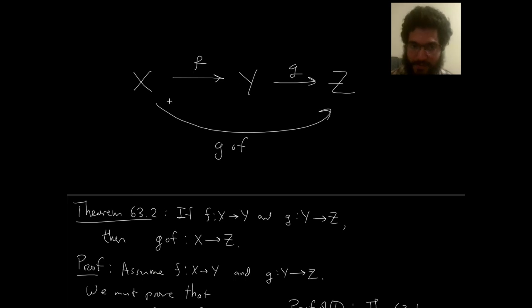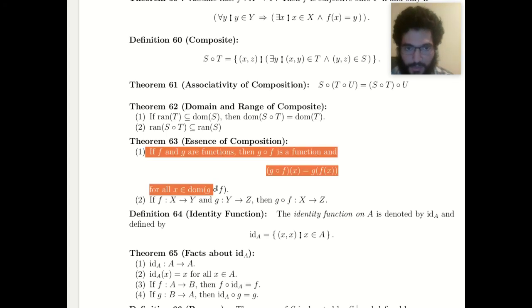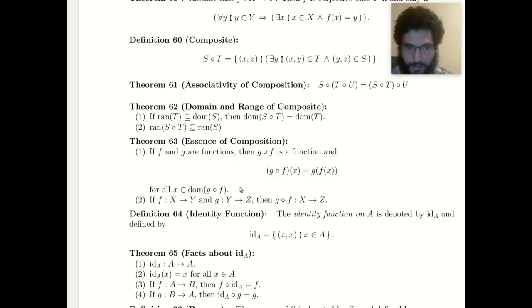Otherwise, if you don't have this, then you can still talk about G composed with f. Like part 1 here allows you to do it, right? Part 1 works, any two functions, you can compose them and you'll get something, right? But you won't get this nice mapping result where the domain of G composed with f is the same as the domain of f.